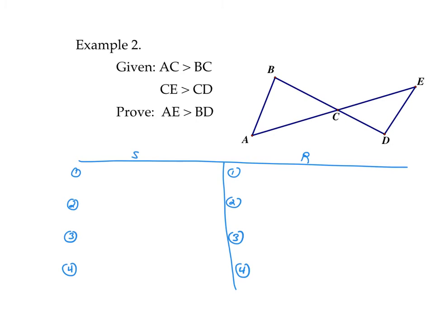So in our second example, we're going to take a look at a quick proof involving inequalities. It starts off that we're given that line segment AC is greater than line segment BC, and we're also given that CE is greater than CD. So don't forget, we have to write given. And in part 2, we're going to add these two inequalities together. So we're going to do AC plus CE, and we can say that it's greater than BC plus CD. Okay? And that's just a property of inequality.